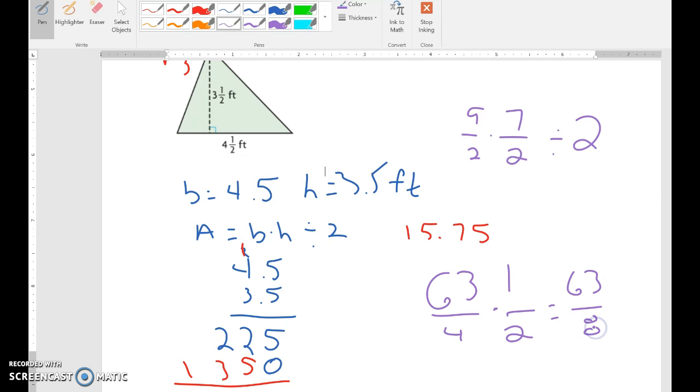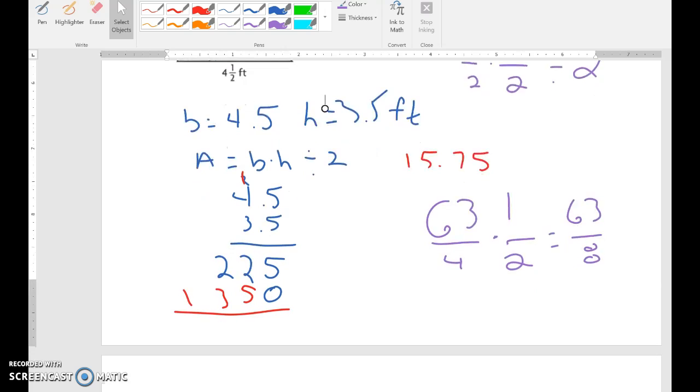Now we have to turn that into a mixed number because it's a geometry problem. We really have to do that. And now we have a little less than 7. Because 64 out of 8 would be 8. I'm sorry, a little less than 8. So we actually have 7 and 7/8.